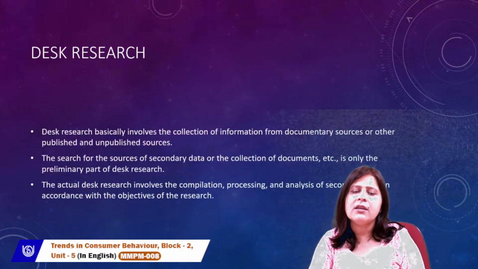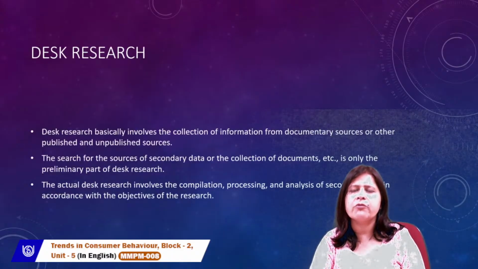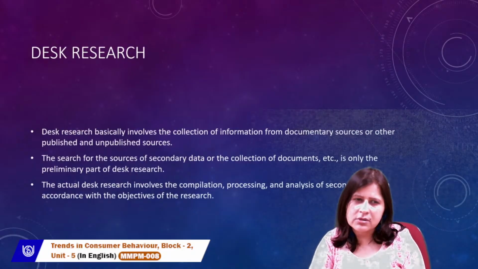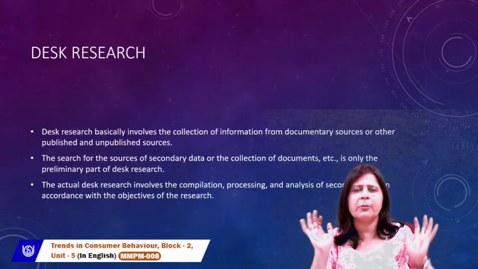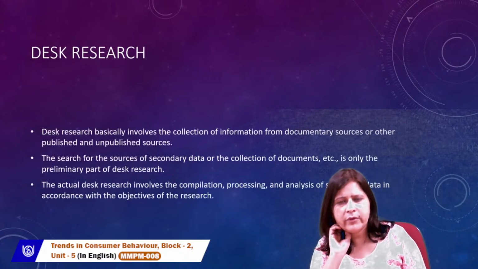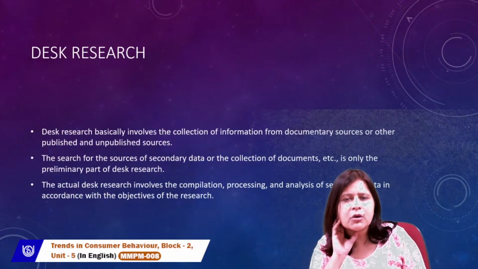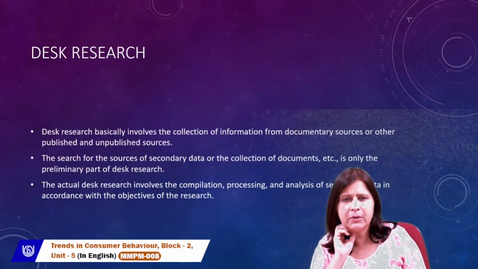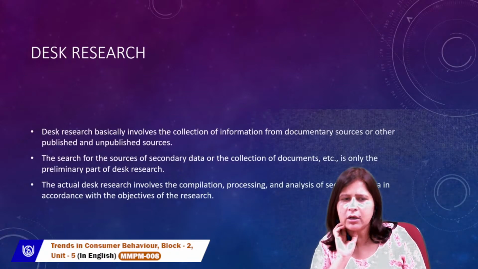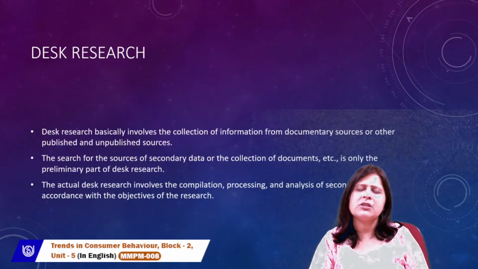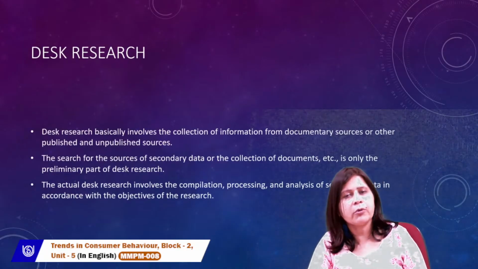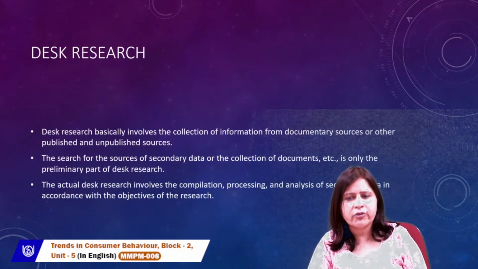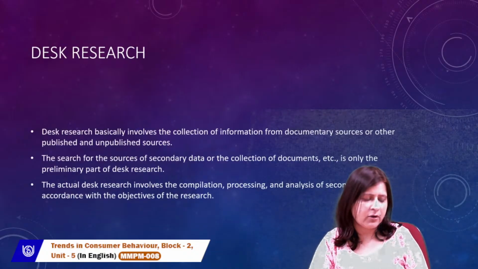Desk research basically involves the collection of information from documentary sources or other published or unpublished sources. It is an armchair type of research, when one conducts research on the basis of secondary data, which we get from published or unpublished sources. So desk research typically involves the collection of information from documentary sources. The search for sources of secondary data or collection of documents is only the preliminary part of desk research.